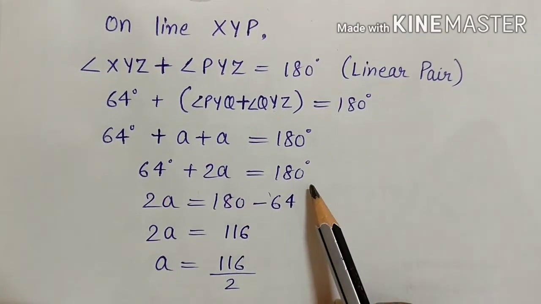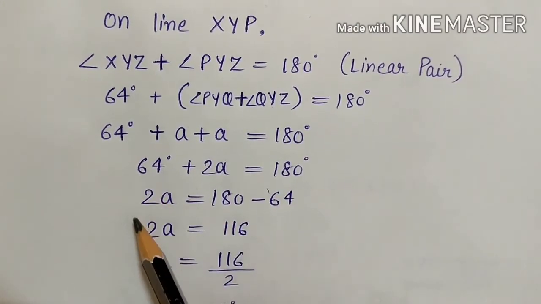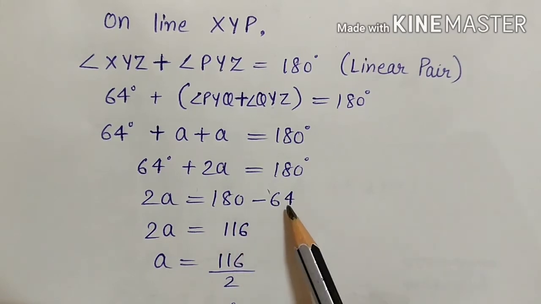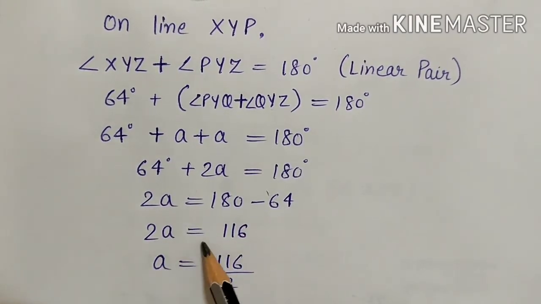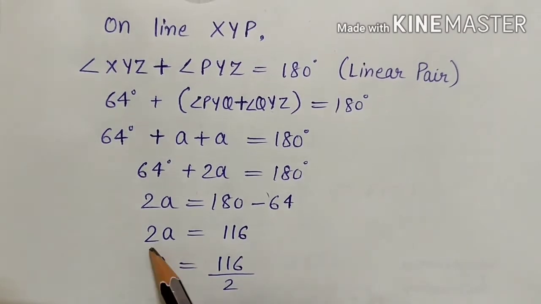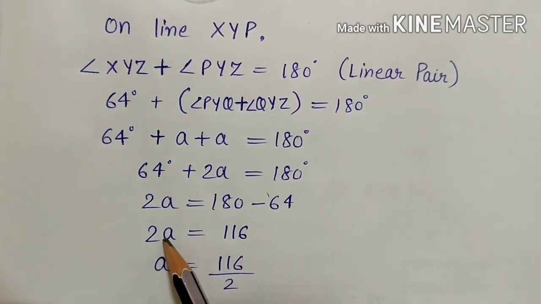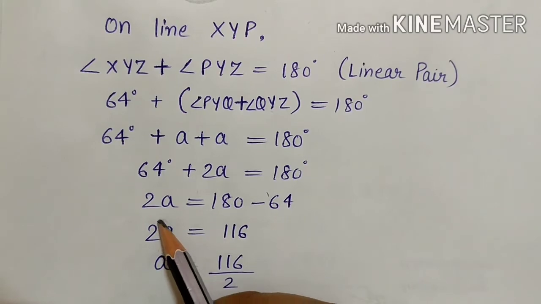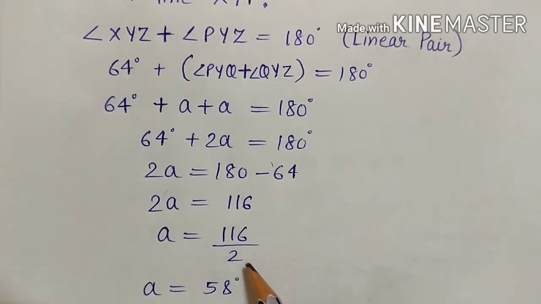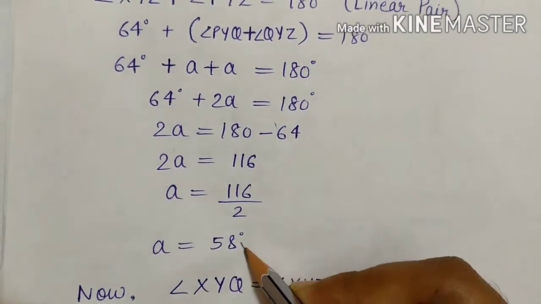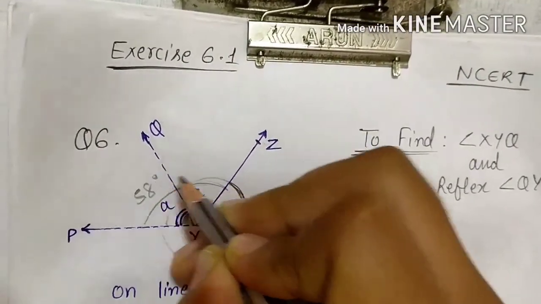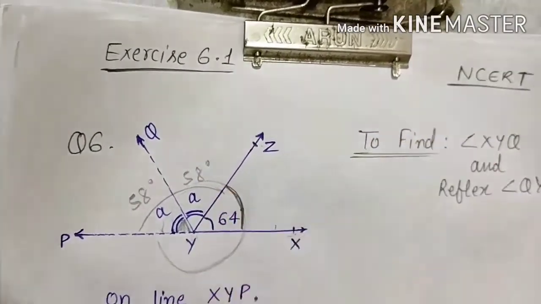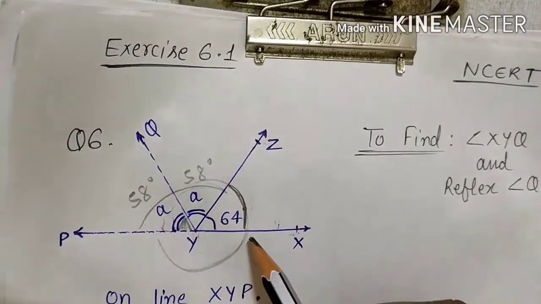64 plus 2A equals 180. 180 will remain here. 64 will go to the right hand side, so it becomes minus because it was plus here. So 180 minus 64 becomes 116. 2A equals 116. So A will remain here. Now 2 is in multiplication relation with A, so it will go downside. So 116 divided by 2, A comes to 58 degrees. If this is 58 degrees, this is also 58 degrees. So 58 and 64 at last.